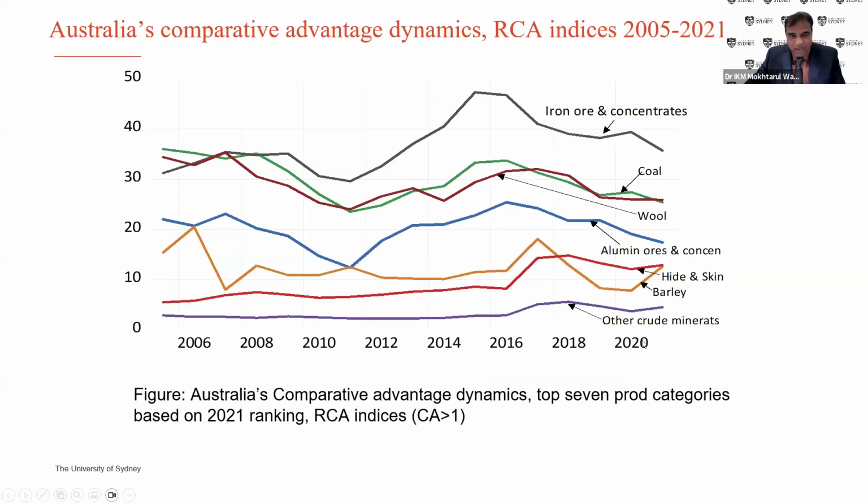And then if you look at it specifically, what are the particular products where we have competitive advantage at the moment? We can see that we have sustained our advantages in these primary resource products, in these minerals and some of these basic commodities, like coal, iron ore and concentrates, aluminum ore and concentrate, hide and skin, barley. These are rather sustained because these RCA indices are more than 1. Some of the indices are very high, like iron ore and concentrate, close to 30 and 40, and even the indices for wool and coal. So we have sustained competitive advantage in some of these basic commodities and resource-based products, which is a good thing for us.